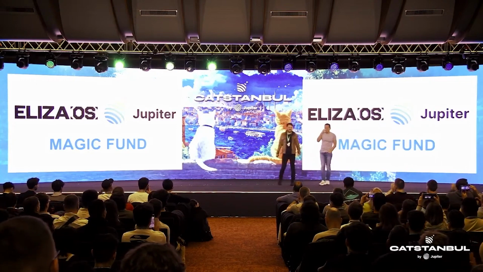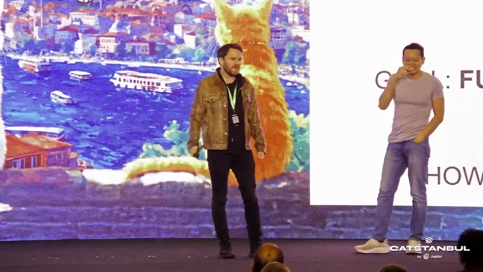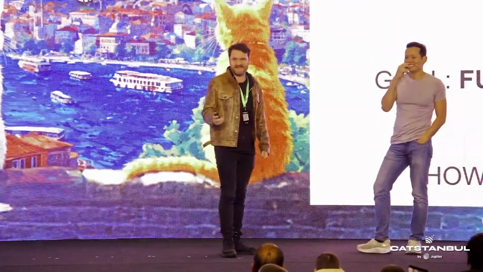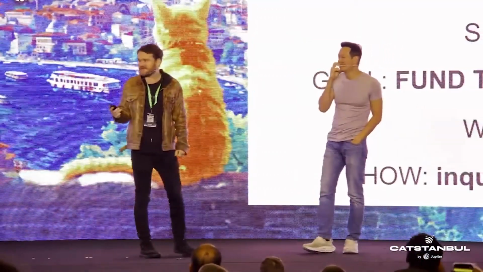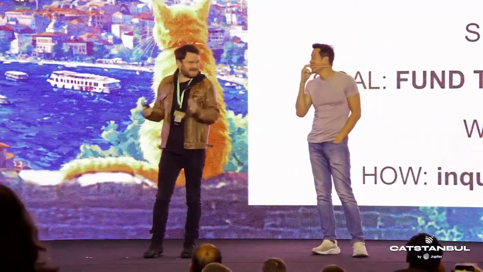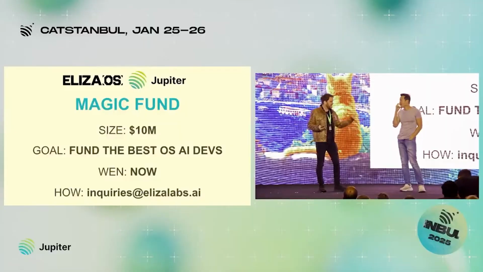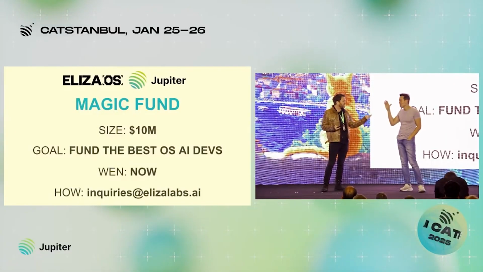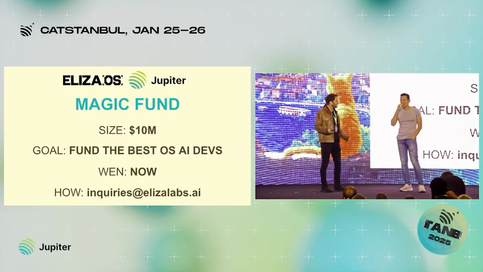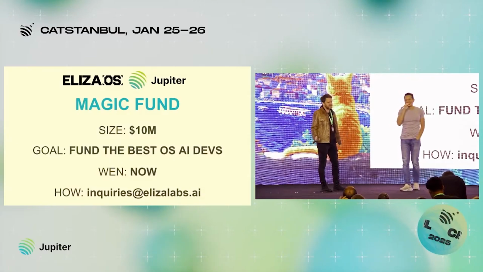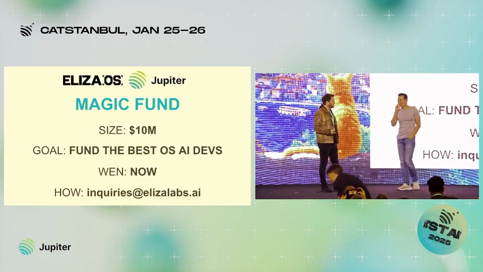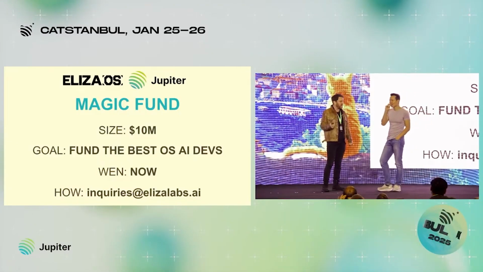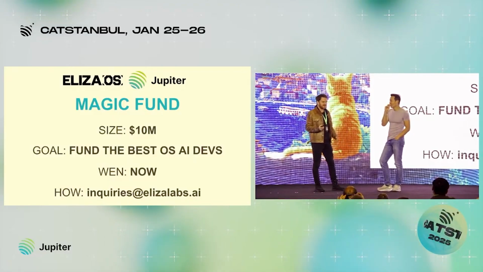So what are we doing? Well, we want to fund the best open source AI devs in the world. It's a $10 million fund. We're basically building this together. This came after a long walk around SF, and we got to do something. We got to make this happen. It can't just be OpenAI and Anthropic. We have to make sure that crypto actually is a big part of the world that comes. So yeah, we're starting the fund.